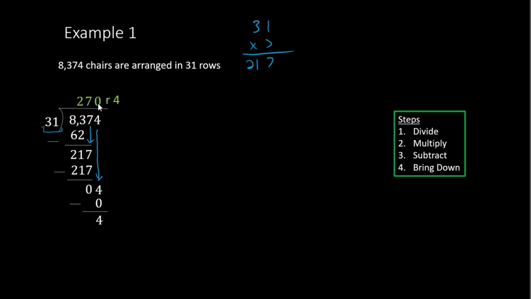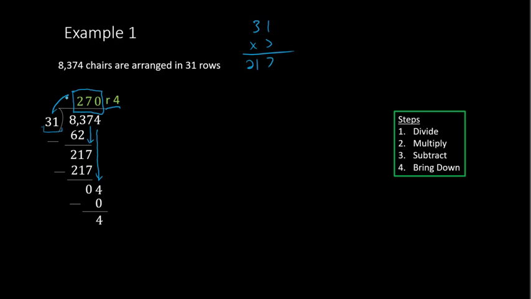So what that means is that if you're putting the same number of chairs in each row, we have 270 chairs in each row, and then we have 4 chairs left over. And so with those 4 remaining chairs, you can do what you want with those, but there would be 4 chairs remaining. Now, as with any division problem, we can check our work.